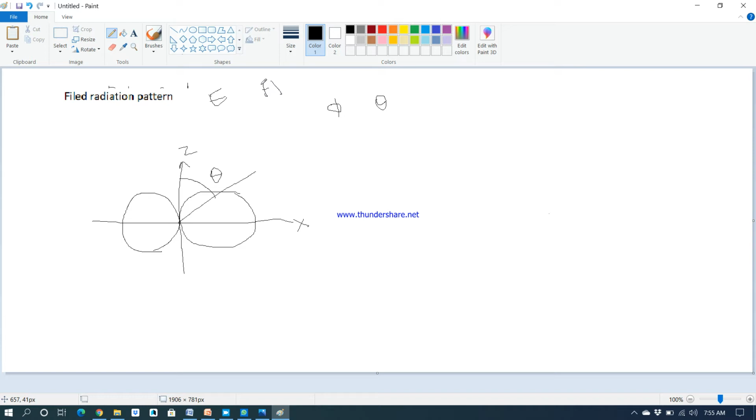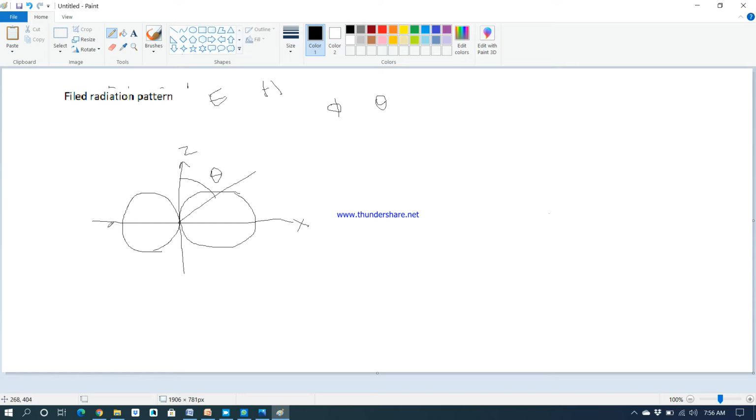The E plane and H plane are also called principal plane patterns. When the magnitude, the normalized field strength, is plotted versus theta with constant phi, it is called the E plane pattern or vertical pattern. So let us look at this diagram. This is an E plane pattern.